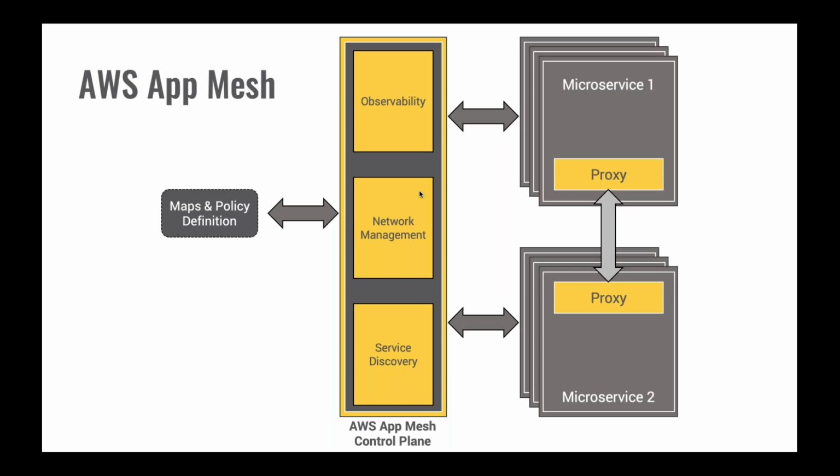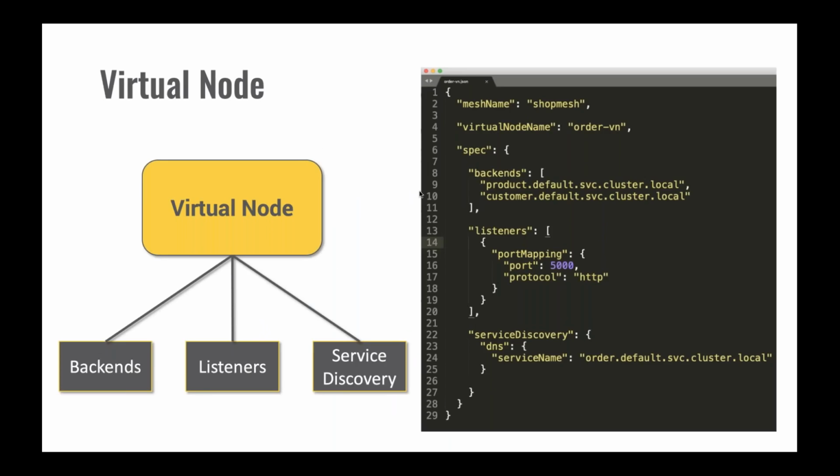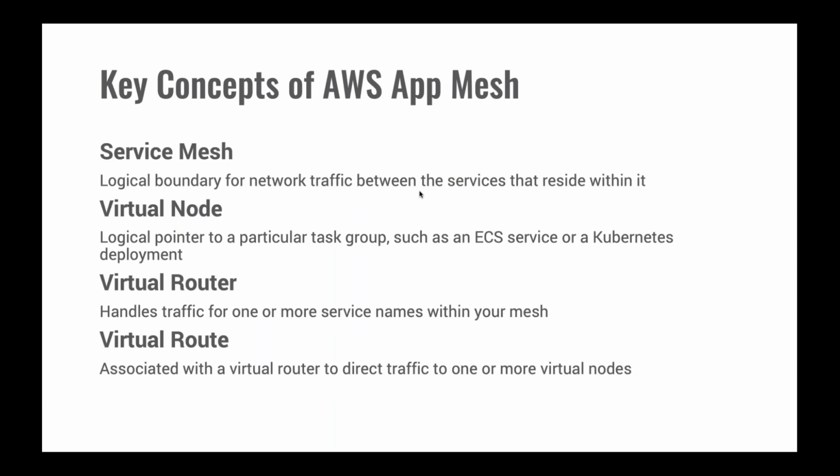And also the policy definition on how the traffic can be routed, what is allowed, what is not allowed, and what are the available ports. So basically all those definitions will be sent to the control plane, and control plane will take those maps and policy definitions and apply them to the proxies running as sidecars to every microservice. So that was the big picture. Now coming back to the key concepts of App Mesh.